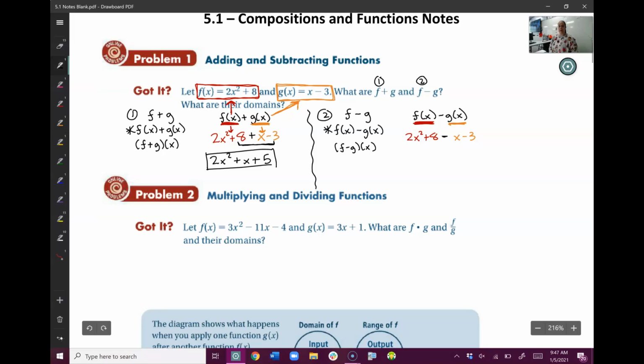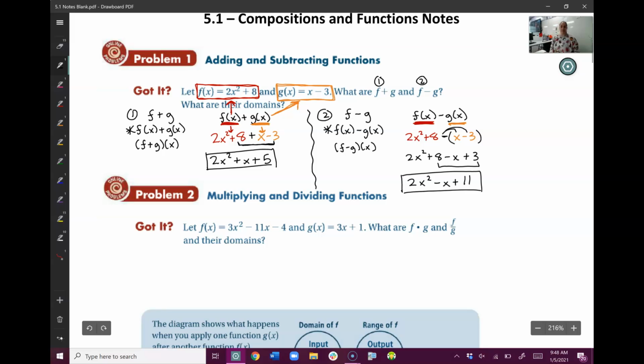Now, one thing to remember, anytime we subtract, we need to add parentheses and distribute that negative. So with addition, that doesn't really matter, but anytime you have subtraction, you need to distribute the negative. So it should be minus x plus 3. And now we combine our like terms, and I'm going to write it in descending order. So 2x squared minus x plus 11.